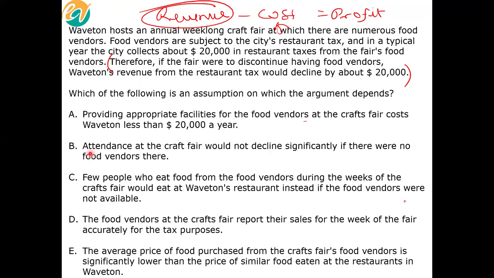Now let's look at Baker, for example. Attendance at the craft fair would not decline significantly if there were no food vendors there. Is that really an assumption for this conclusion to be true? No. Even if it declines, so what? We are basically saying that if food vendors don't come, the restaurant tax would decline by $20,000, right? So Baker is not really playing a role in this at all.